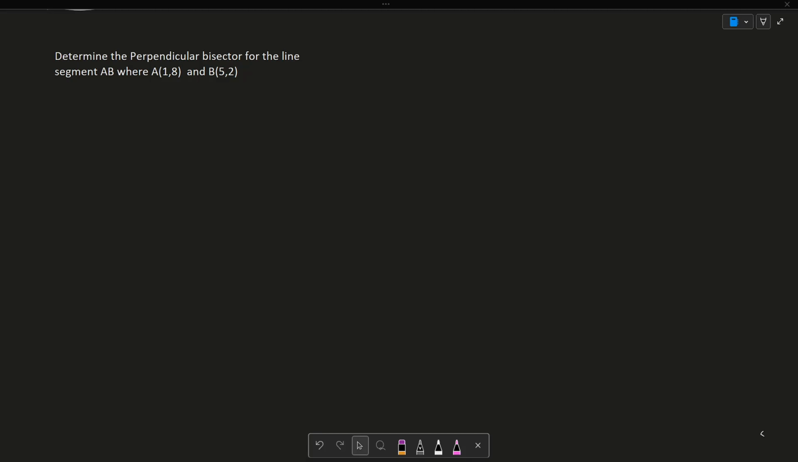All right. Hey, everybody. So we're looking at building a right bisector, or a perpendicular bisector, as it's often referred to, for the line segment AB, where A is (1, 8) and B is (5, 2).